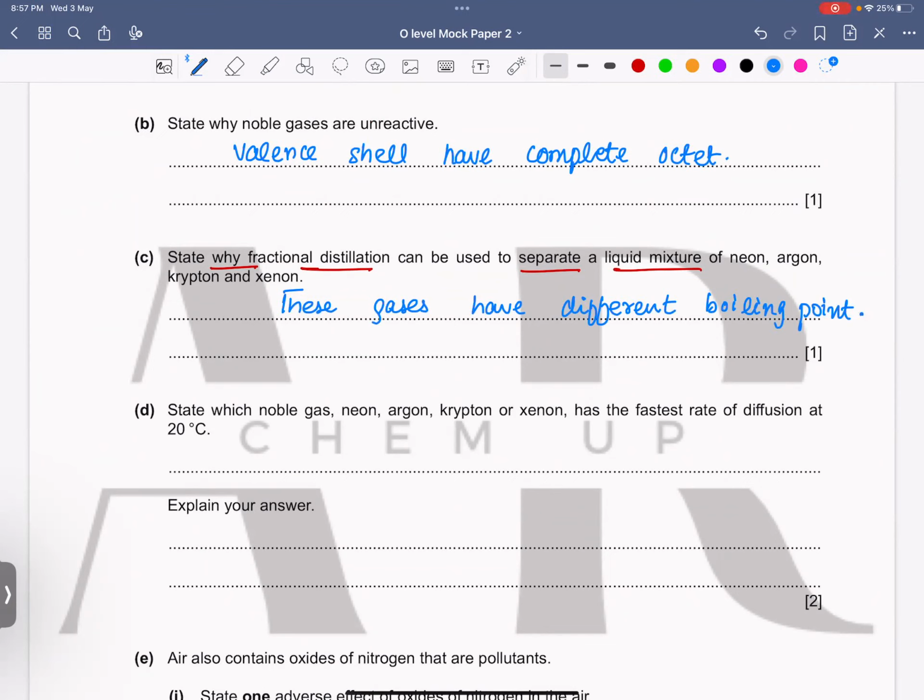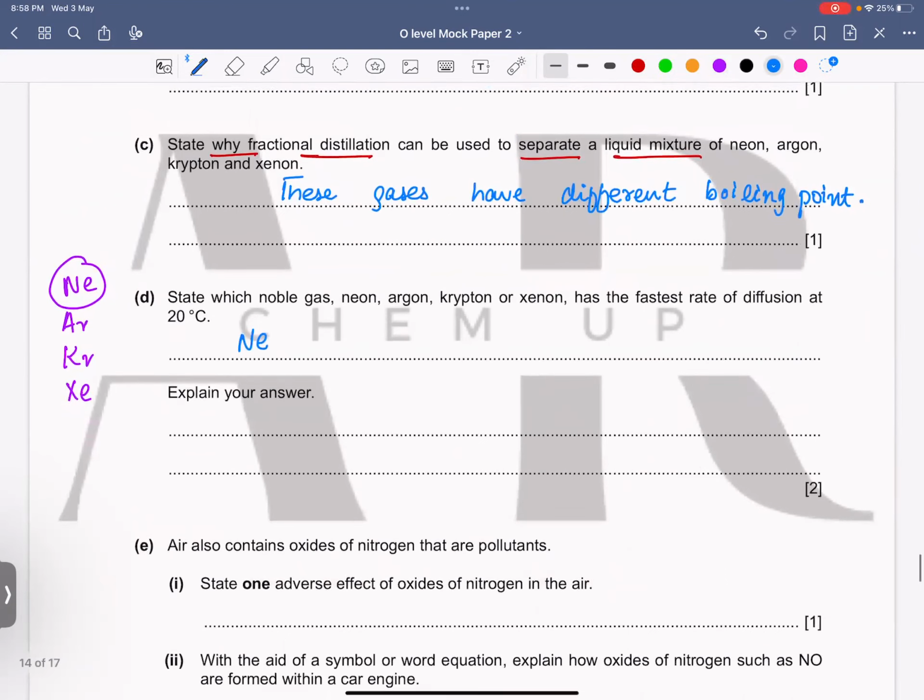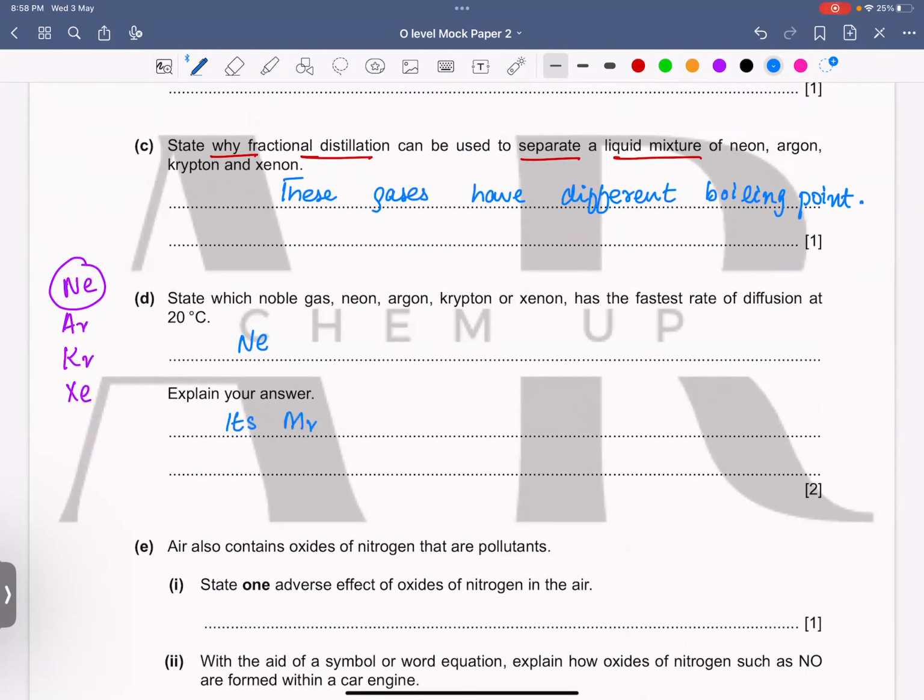State which noble gas, neon, argon, krypton, or xenon, has the fastest rate of diffusion. If you look in the periodic table, you will find neon at the top, and beneath neon there is argon, and then krypton and xenon. So neon is the one which has the lowest Mr, so it would be the fastest. The answer would be neon, and what we would write is that its Mr is smallest among all the noble gases mentioned. So what is Mr or Ar? Basically, these are monoatomic, so I may write Ar.